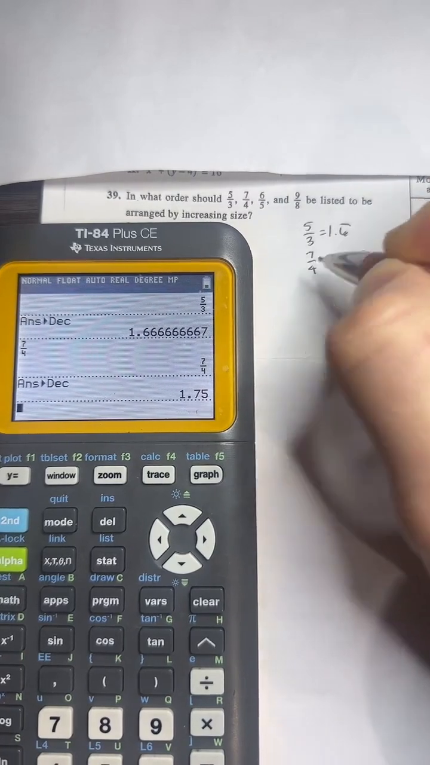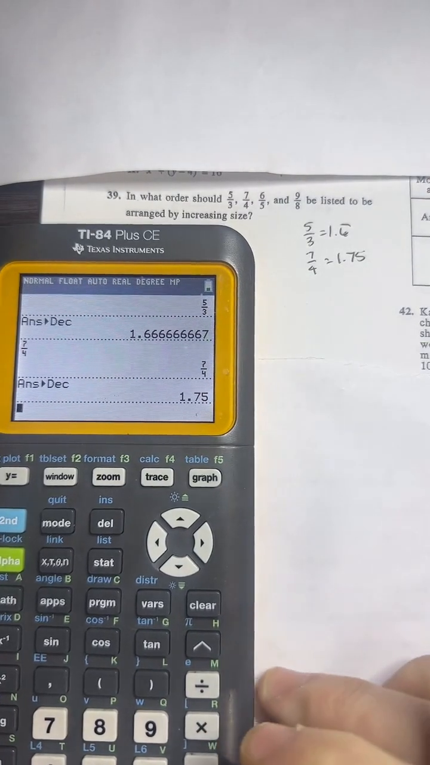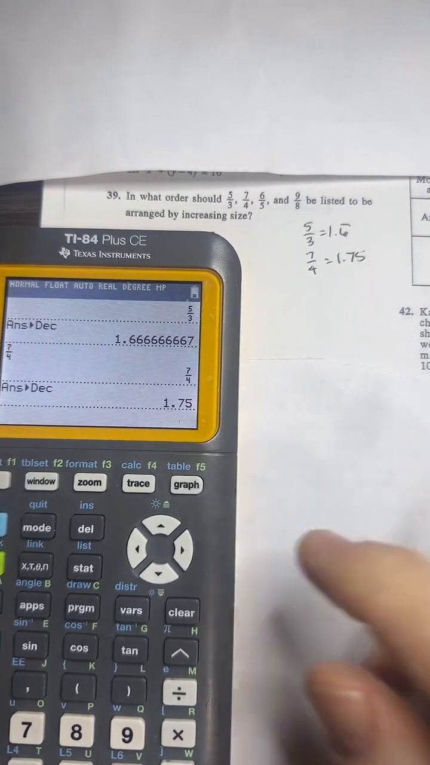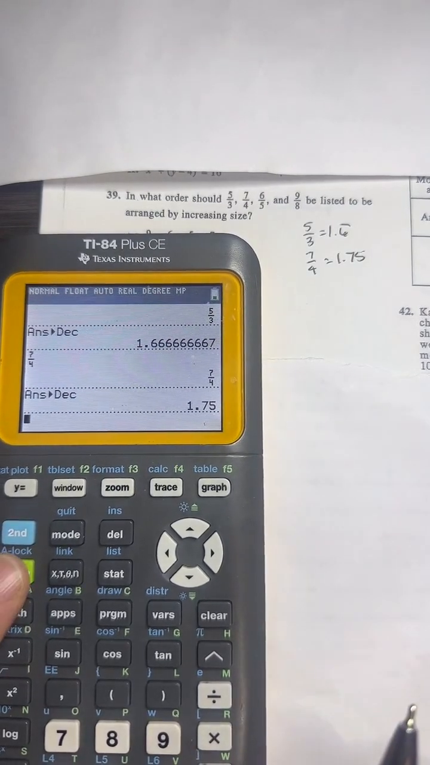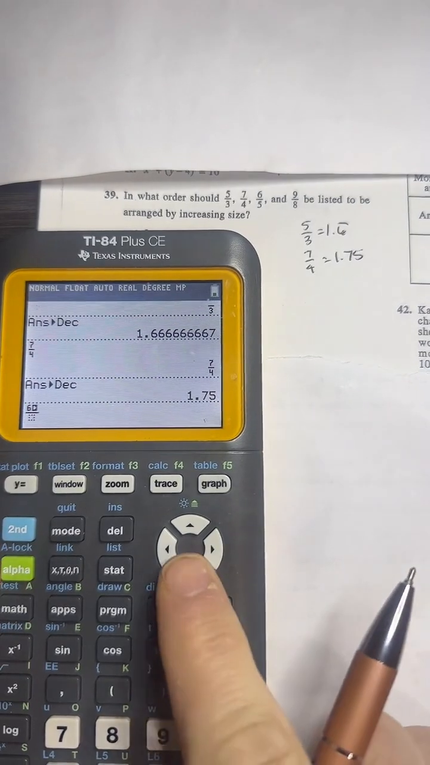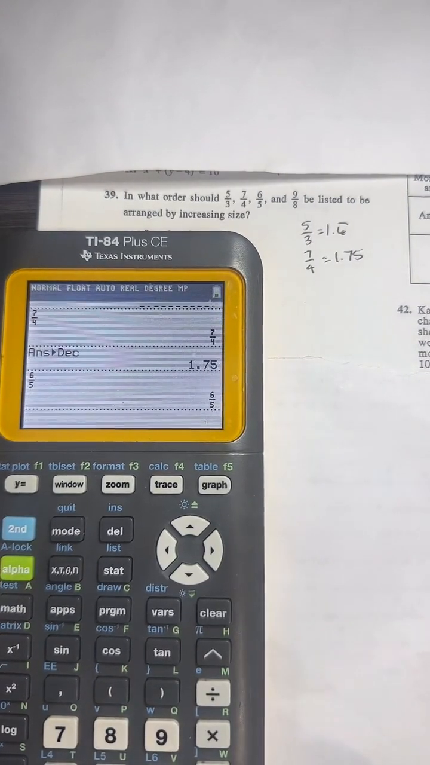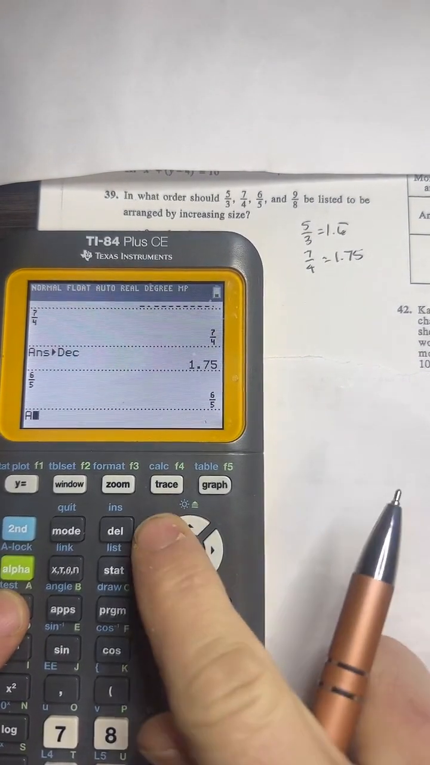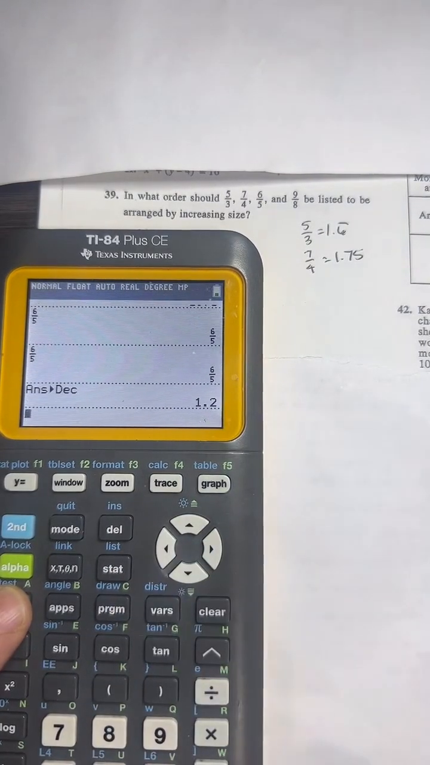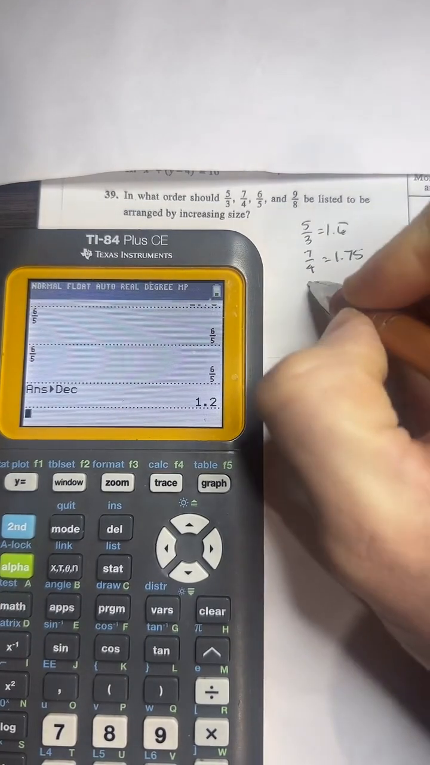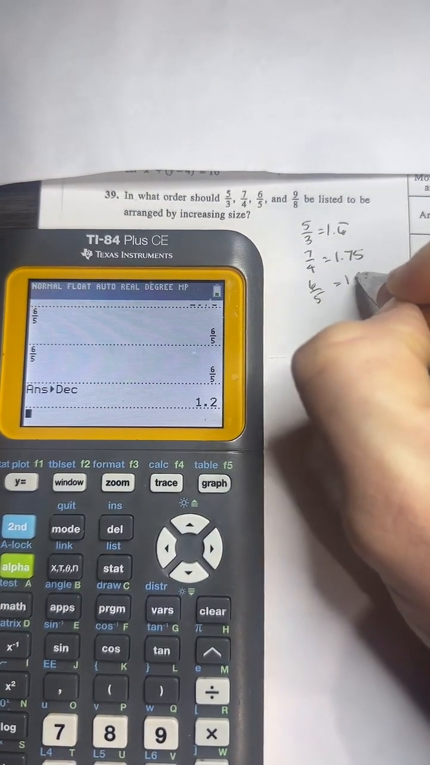I obviously know this one's going to be bigger. You can also get everything in common denominators, but who wants to mess around with common denominators? Seriously. So I'm going to do alpha x 6 over 5. I'm going to go math, decimal. I'm going to get 1.2. So 6 over 5 is 1.2.